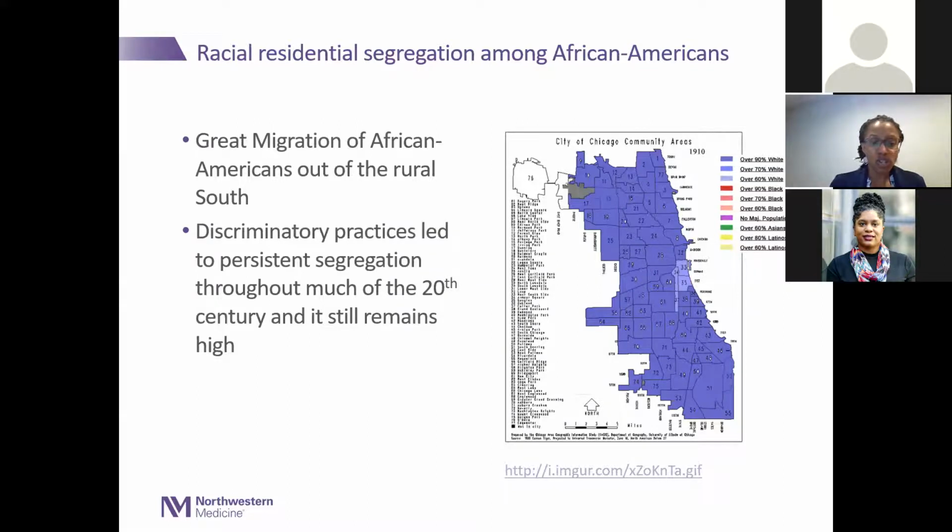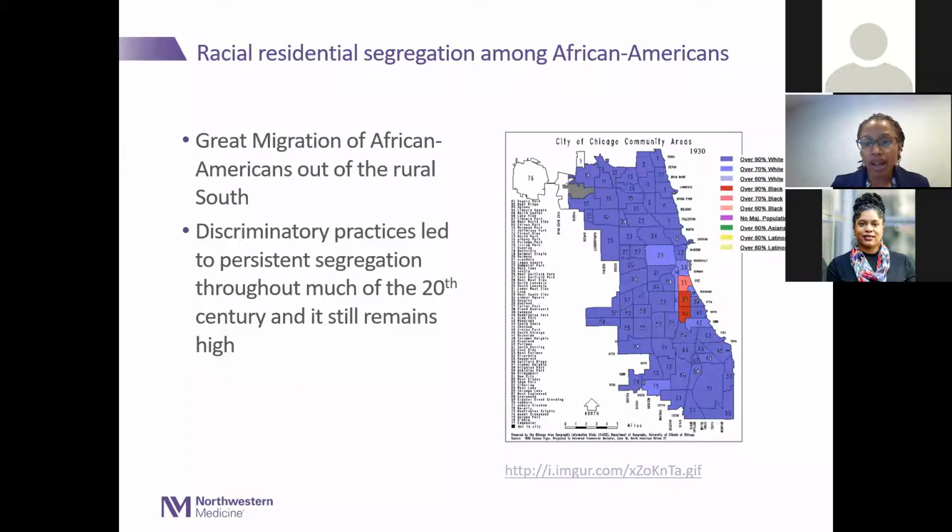So residential segregation, or living with a group with the same background, is a common phenomenon for most immigrant groups as they come to the United States. And for African Americans, this happened internally with the Great Migration out of the rural South in the early 1900s into the Midwest and East Coast. And at that time, living in shared communities could have been as much due to a desire to maintain social ties and informal social networks as due to discriminatory practices.